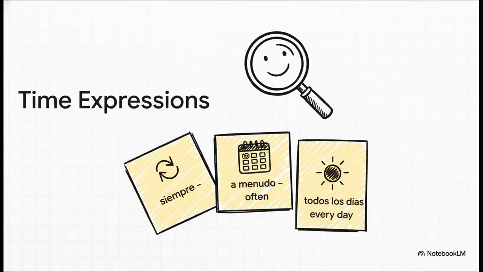And hey, speaking of clues, keep your eyes peeled for words like these. Phrases like siempre, always, a menudo, often, or todos los días, every day, are like giant flashing signs that say, hey, use the imperfect here.